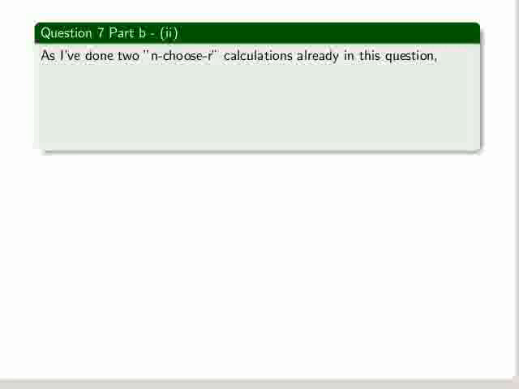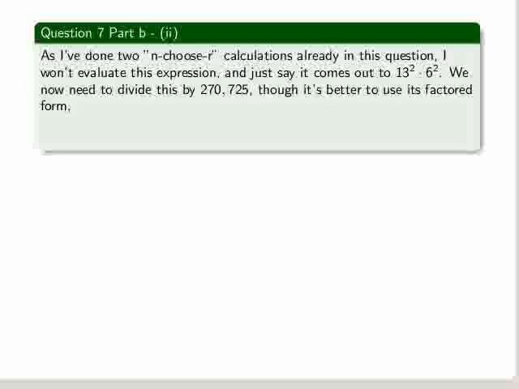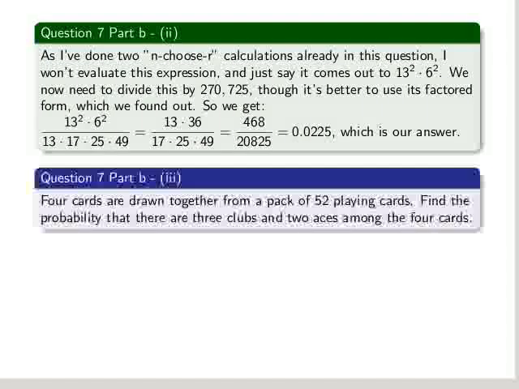As I've done 2 n choose r calculations already in this question, I won't evaluate this expression and just say it comes out to be 13 squared times 6 squared. We now need to divide this by 270,725, though it's better to use the factored form, which we found out. So we get 13 squared times 6 squared all over 13 times 17 times 25 times 49. And we look for cancellations again and simplify, and we get 0.0225, which is our answer.